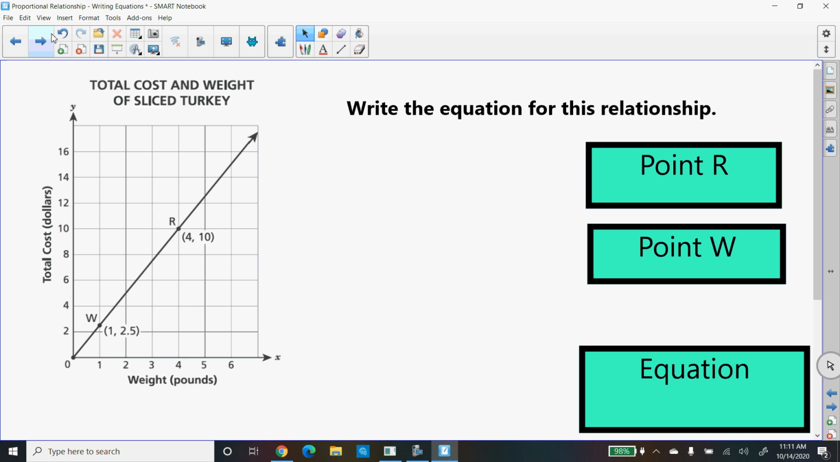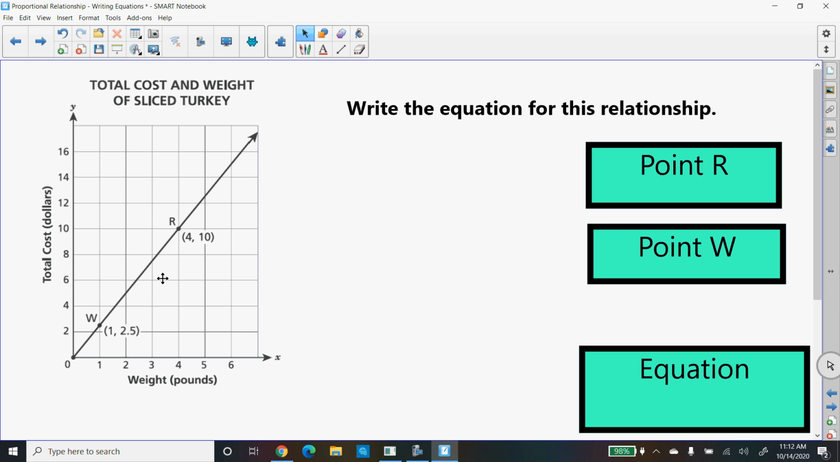All right. So here's one for you. See if you can write the equation for this relationship. And remember, I notice it's a proportional relationship. How can I tell? Well, 3 things. 1, it has to have a straight line. 2, going through the origin point 0, 0. And 3, it has to have a constant of proportionality. So find the constant of proportionality.